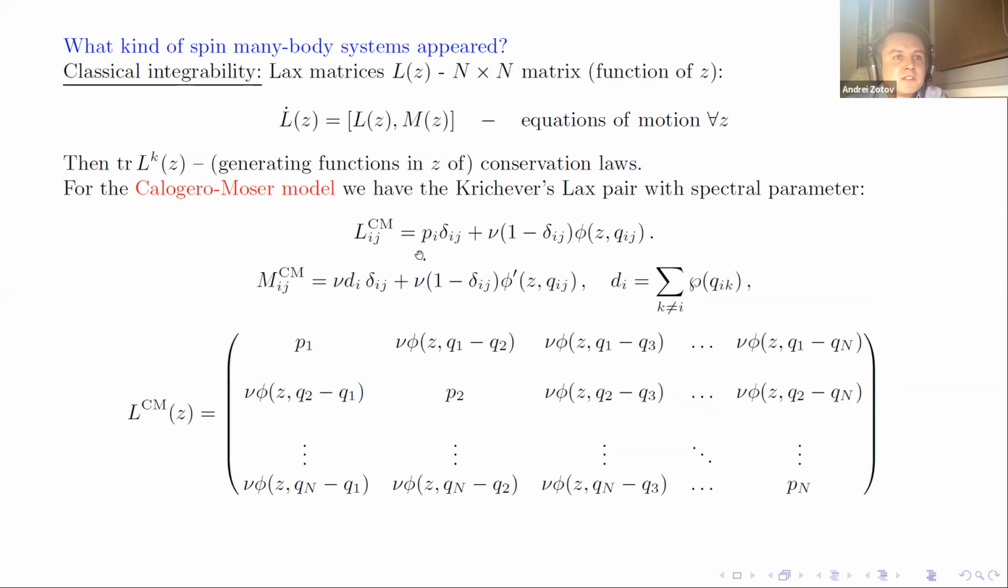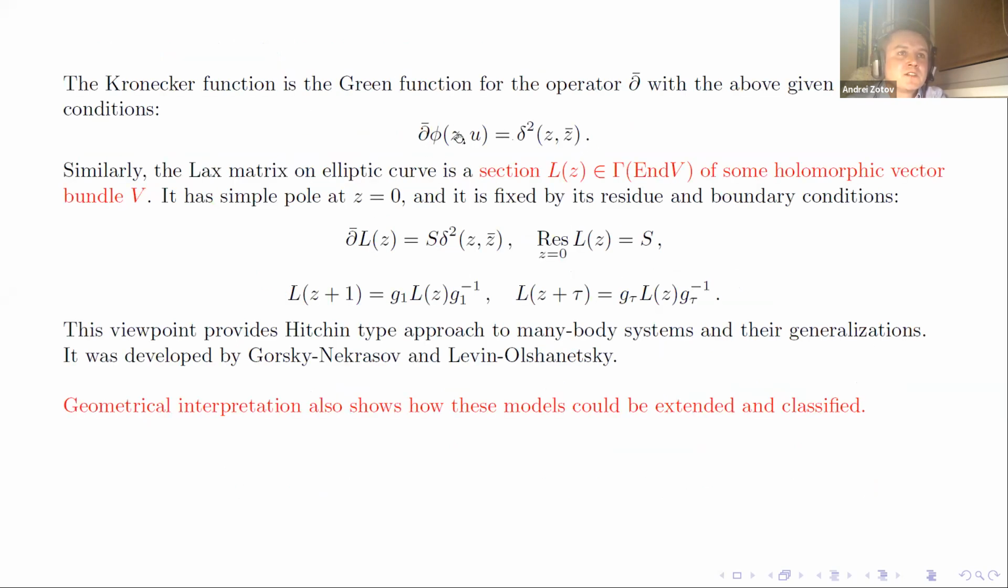And the phi function is fixed, in fact, by its quasi-periodic properties and by its pole structure. It has a simple pole in z at z equals 0, so it satisfies this equation. And the Lax matrices can also be fixed by some quasi-periodic boundary conditions on the elliptic curve, and some residue at z equals 0. So in this respect, the Lax matrices can be considered as sections of holomorphic bundles on elliptic curves, and the boundary conditions are in fact the transition functions of the corresponding bundle.